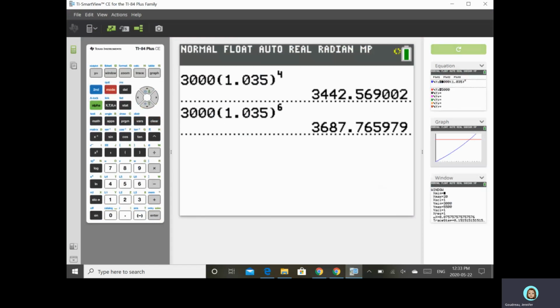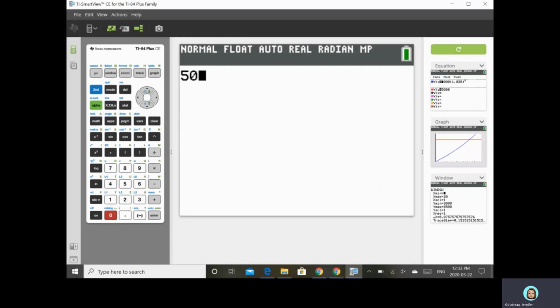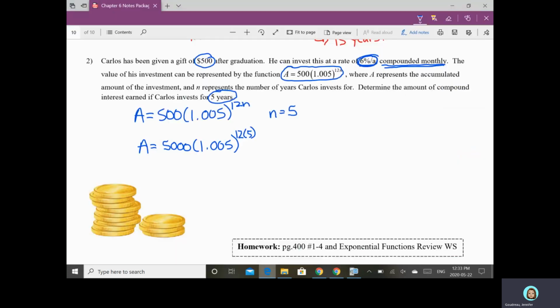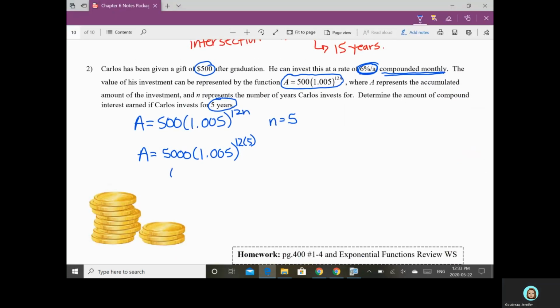So 500 times 1.005. And then to the power of, now I can do a couple of things here. I can actually put in the 12 times 5. If you have an older calculator, make sure that 12 times 5 is in brackets. Or I can recognize that 12 times 5 is 60 and put 60 in the exponent. There is the total amount of Carlos's investment, $674.43.